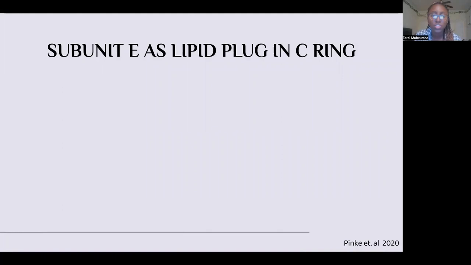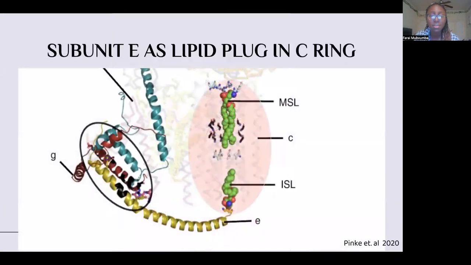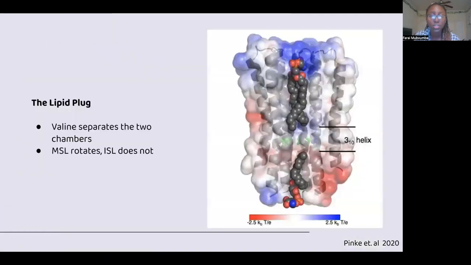Resolving the F0 structure enabled the authors to discover the connection of subunit E to the lipid plug in the C-ring. Specifically, subunit E, also a part of the hook apparatus, is connected to the intermembrane space lipid, ISL. The lipid plug consists of two lipid chambers, the ISL and the matrix lipid MSL. The two chambers are separated by a valine on subunit C.